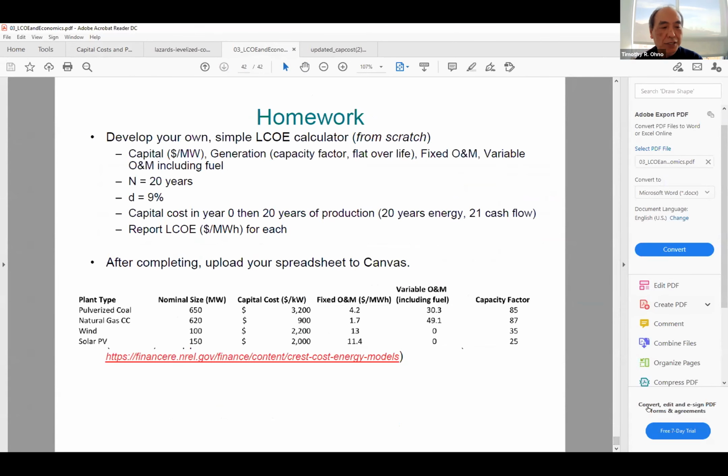So capacity factor in the case of pulverized coal is 85%. And that kind of makes sense, in that I know the plant's just going to run, right? It doesn't care whether the sun's up or down. So I've got a capacity factor in that case.